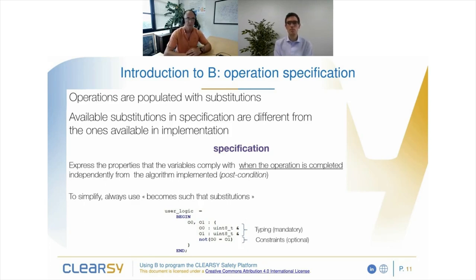So what are the final values or the properties of your variables once the operation has been executed. So for example, here we just say that for user logic, O0, O1 are being modified, such as O0 is still inside it, O1 as well, and the two values are different. So you do not provide hints about the values they will contain, but you just say that the values will be different.